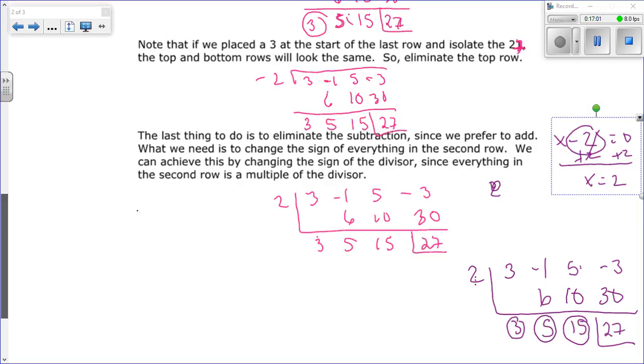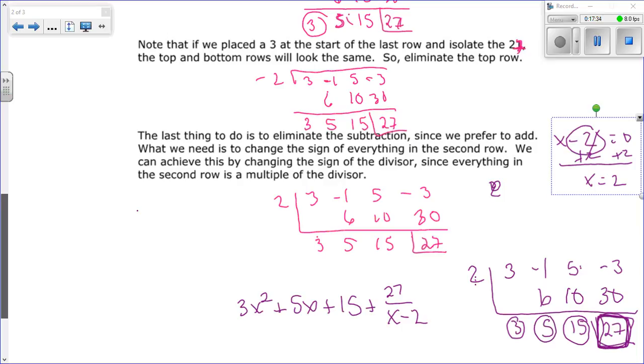So my answer is, because I have 3 terms, and this will always be where my remainder is, this last box. If this is 0, I have no remainder. If it's a number, I have a remainder. So my answer would be 3x squared plus 5x plus 15, and plus a remainder of 27 over, remember the original problem was x minus 2. And that's exactly what we had for our other problem.